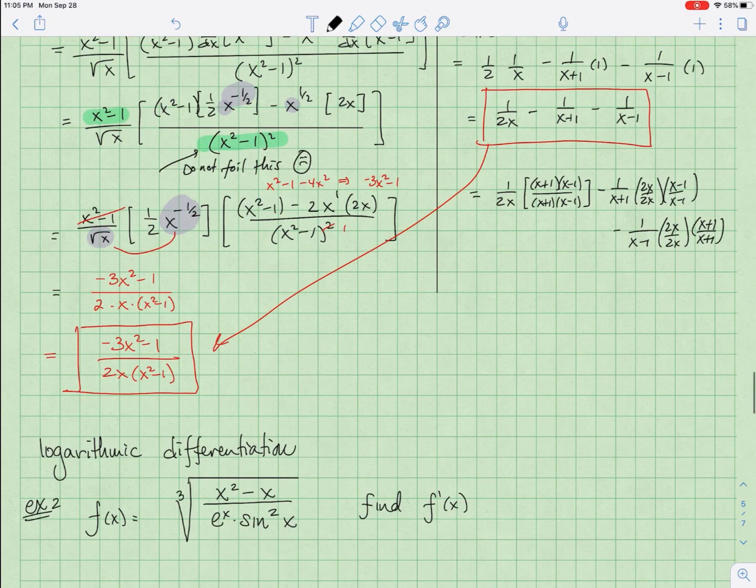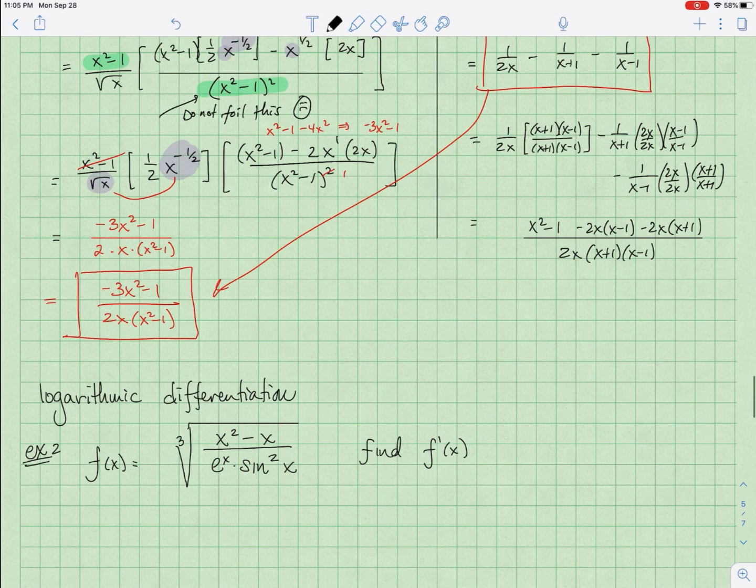And if you multiply all that garbage out, it's going to be one giant fraction over the denominator 2x times x plus 1 times x minus 1. And that's going to be x squared minus 1 minus 2x times x minus 1 minus 2x times x plus 1. And what you're going to get is negative 3x squared minus 1 over 2x times x squared minus 1.